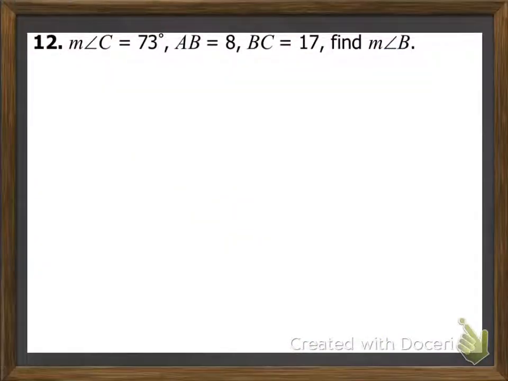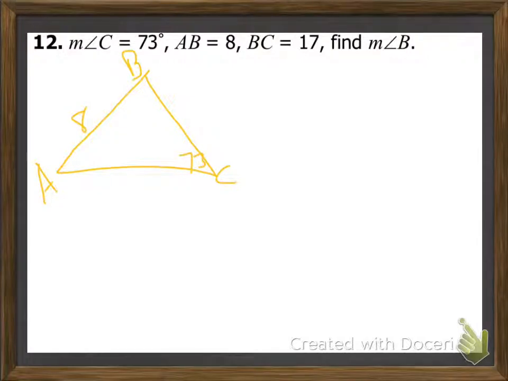And now we have number 12. So once again, draw your triangle. Go ahead and label it. And now fill in all of your spots. So angle C is going to be 73 degrees. Side AB is 8. And BC is going to be 17. Find angle B, which is going to be this one up here.